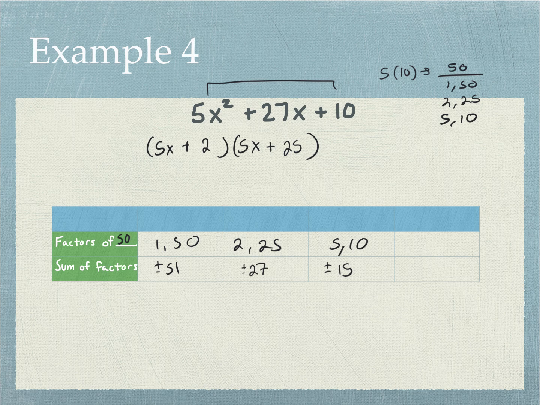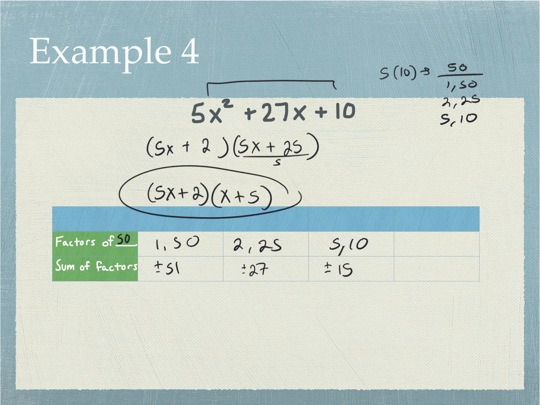So far, so good. There's nothing I can take out from the first parenthesis, so I'm just going to go ahead and rewrite it. For the second, I can divide everything by 5. So I end up with x plus 5. And then that would be your solution.